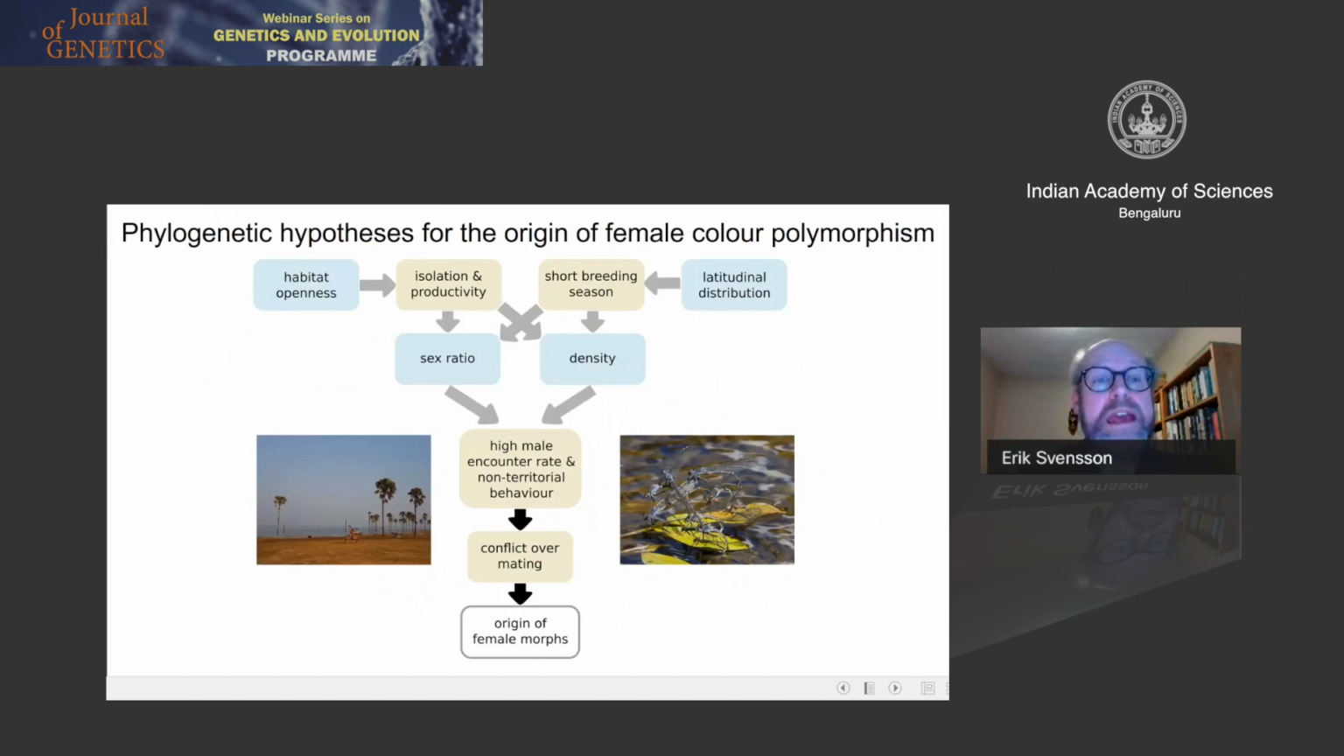We were specifically interested in two factors, the openness of a habitat and the latitudinal position where a species occurs. And we argue that these two factors are very important in terms of the dynamics of sexual conflict. Specifically, open habitats, such as ponds in open habitats, would be quite isolated. They would be highly productive due to sun energy. That would lead to high population density, male-biased sex ratio, high male encounter rate, and non-territorial behavior, increasing conflict over mating. That would drive the evolution and origin of female morphs.